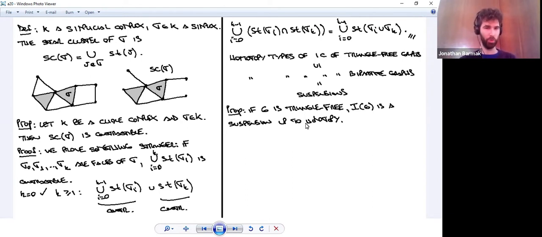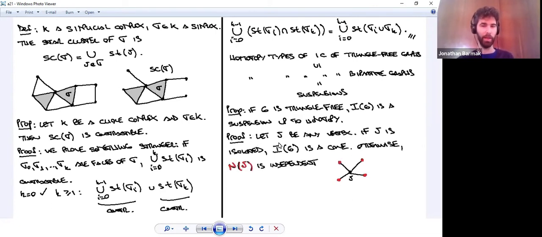Okay, I will go now to a proof of this result. We want to see that the independence complex of a triangle-free graph is always homotopy equivalent to a suspension. And we are going to use this notion of star cluster that we just introduced. Okay, so let's go there. Take any vertex v. If v is isolated, then by the definition of independence complex, this will be a cone with apex v. So this will be contractible.